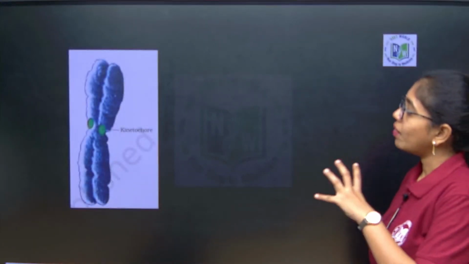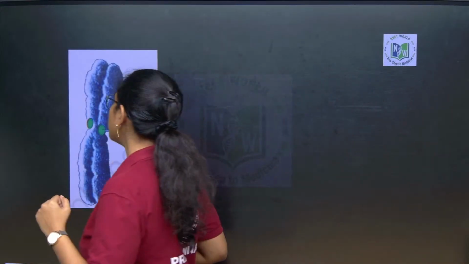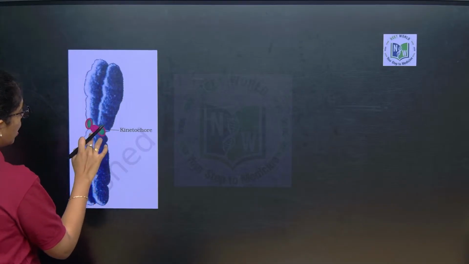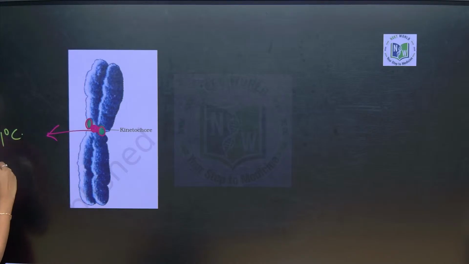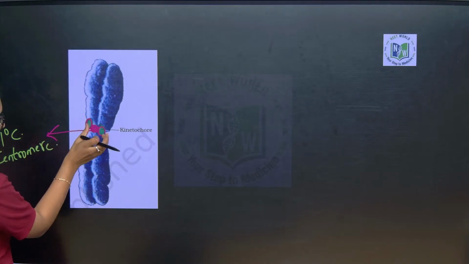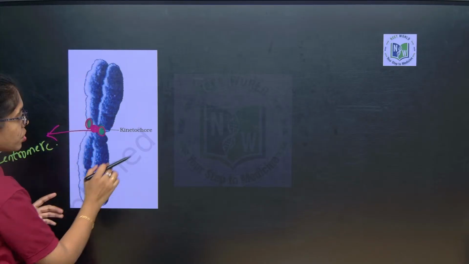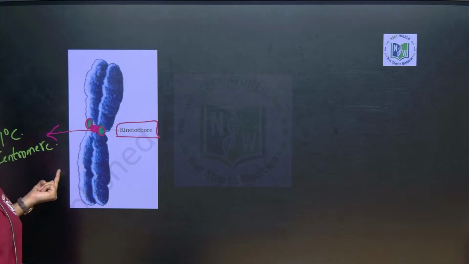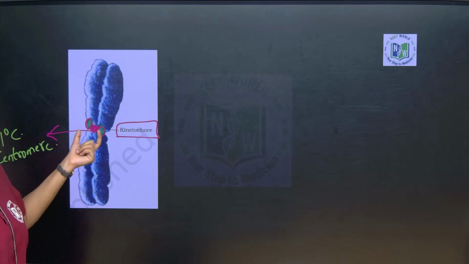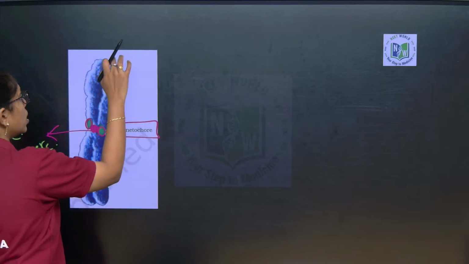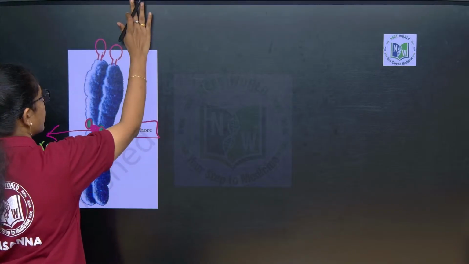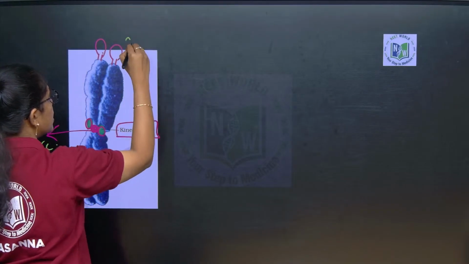Okay, and when it is this chromosome structure, there are two disc shaped structures attached at the primary constriction. The primary constriction is the centromere. Attached to this centromere, the two disc shaped structures are called kinetochores. And there is a secondary constriction above this. This secondary constriction is called satellite DNA.